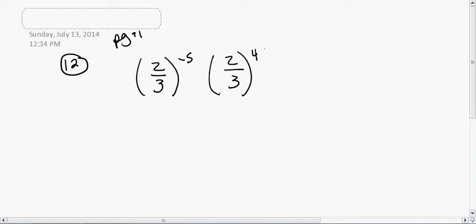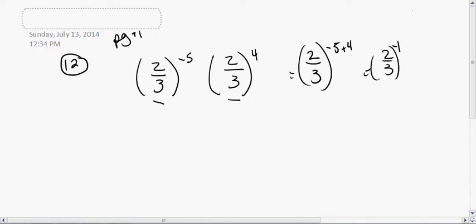And I'm just going to go ahead and use the rule. If I've got bases the same, I can add the exponents together. So I've got bases the same, right? It's 2/3. All I need to do is add the exponents. So I've got negative 5 plus 4, which is going to be negative 1. So 2/3 to the negative 1. And you'll see in a later video what we do with that negative exponent, but for right now, I'm just going to leave it as it is.